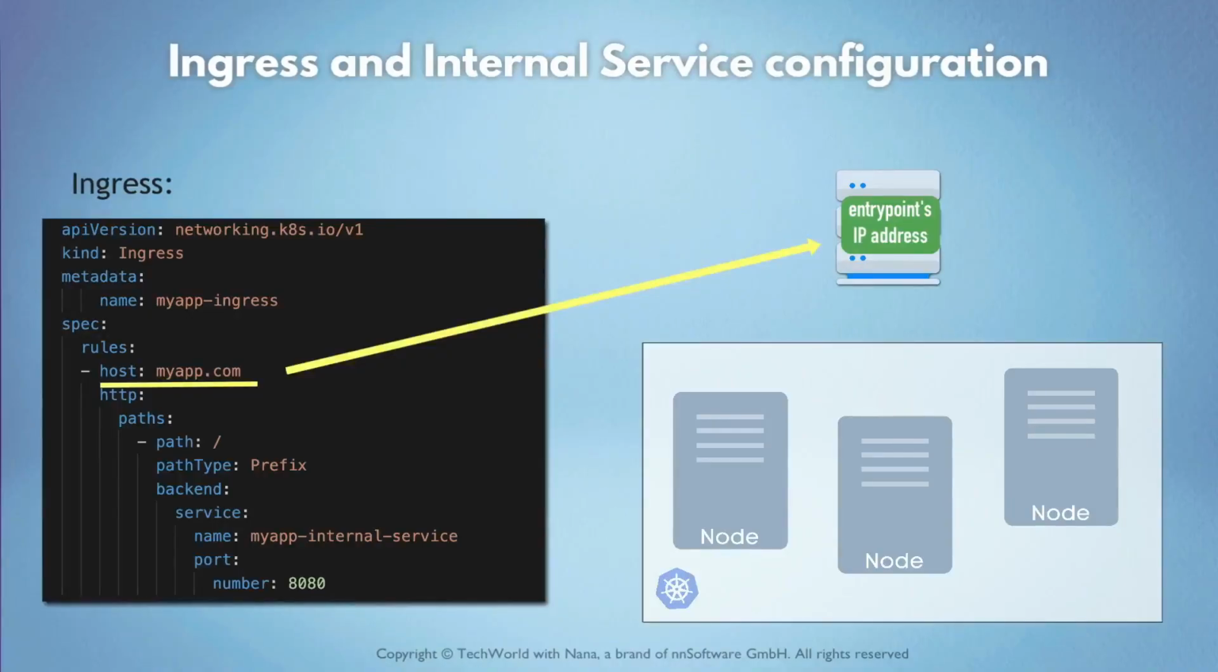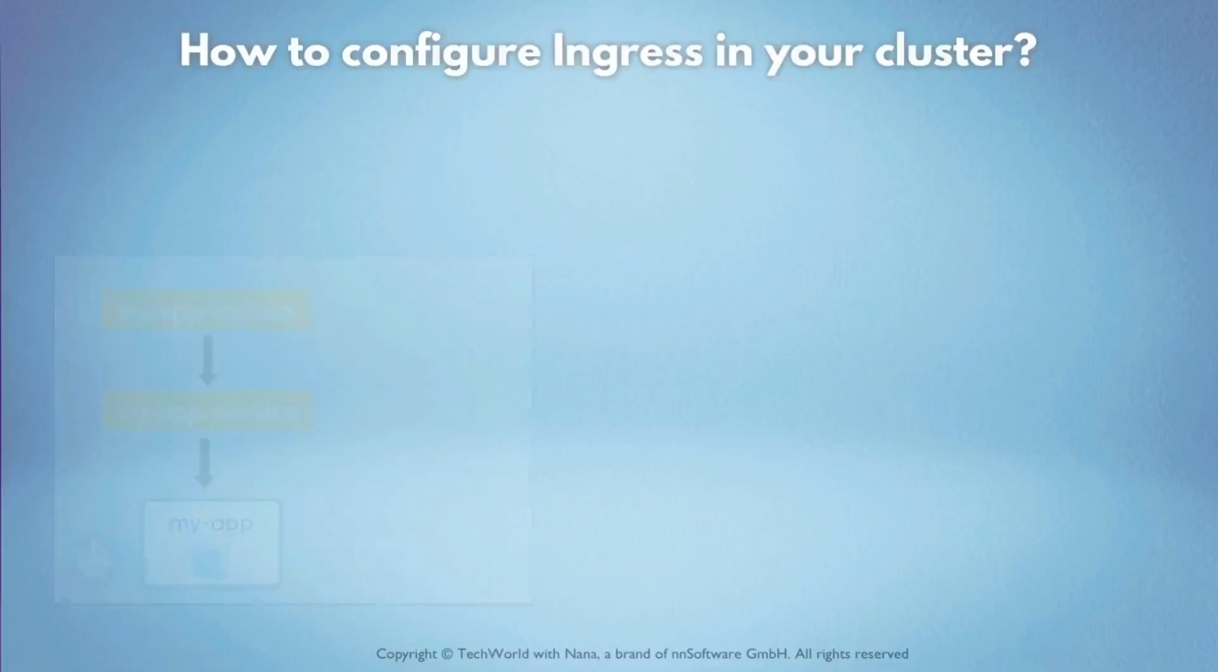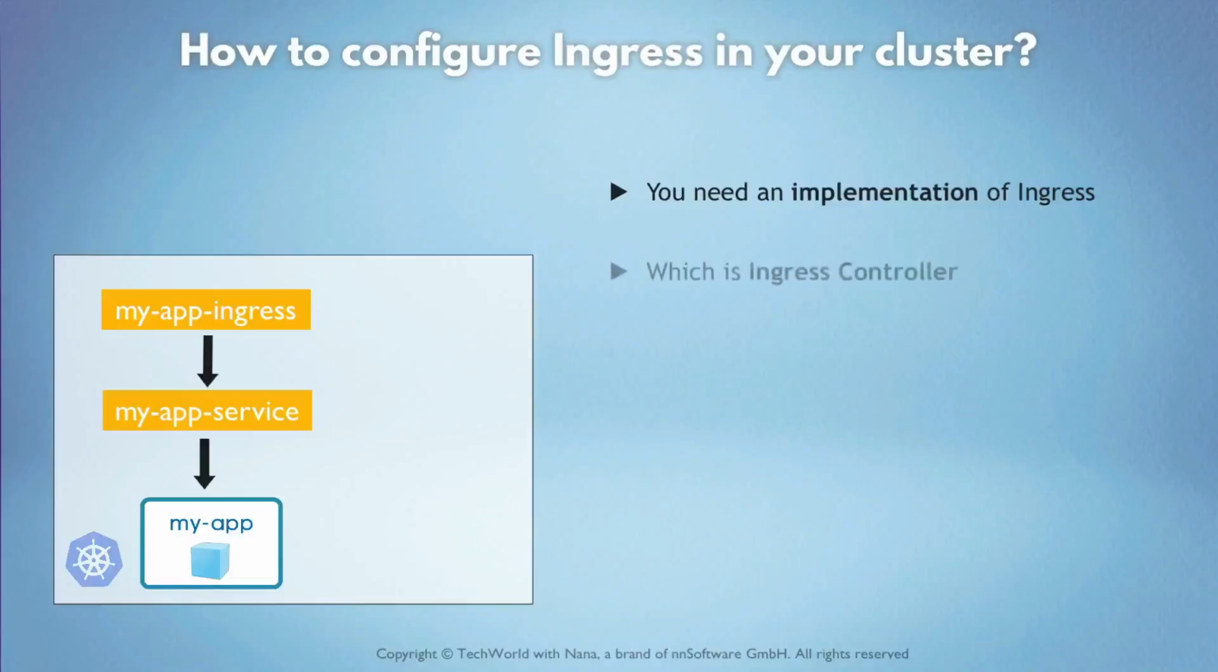So now that we saw what Kubernetes Ingress components looks like, let's see how to actually configure Ingress in the cluster. So remember this diagram I showed you at the beginning? So basically you have a pod, service, and corresponding ingress. Now, if you create that ingress component alone, that won't be enough for ingress routing rules to work. What you need in addition is an implementation for ingress. And that implementation is called Ingress Controller.